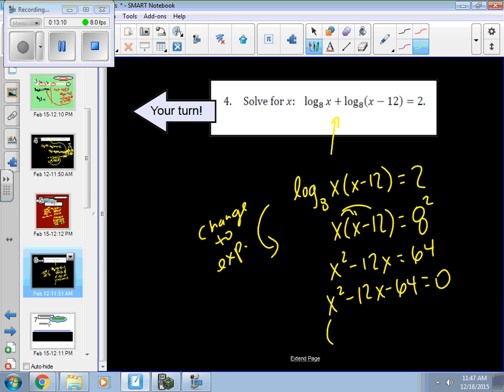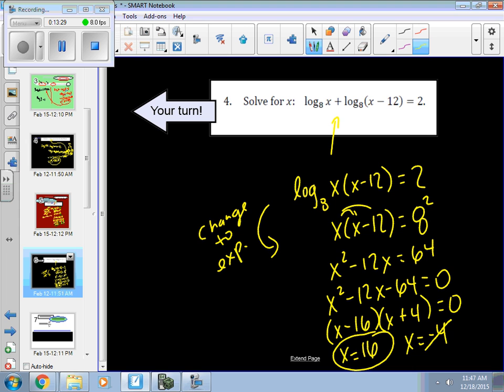Now you have to factor it. What's going to multiply to negative 64 and add to negative 12? It looks like the combination that works here is negative 16 and positive 4. So if you put them both equal to 0 and solve, you're going to get an answer of 16 and negative 4. The only answer that works, however, is 16, because we can't do logs of negatives if you plug that back in. So 16 would be the solution to that problem.